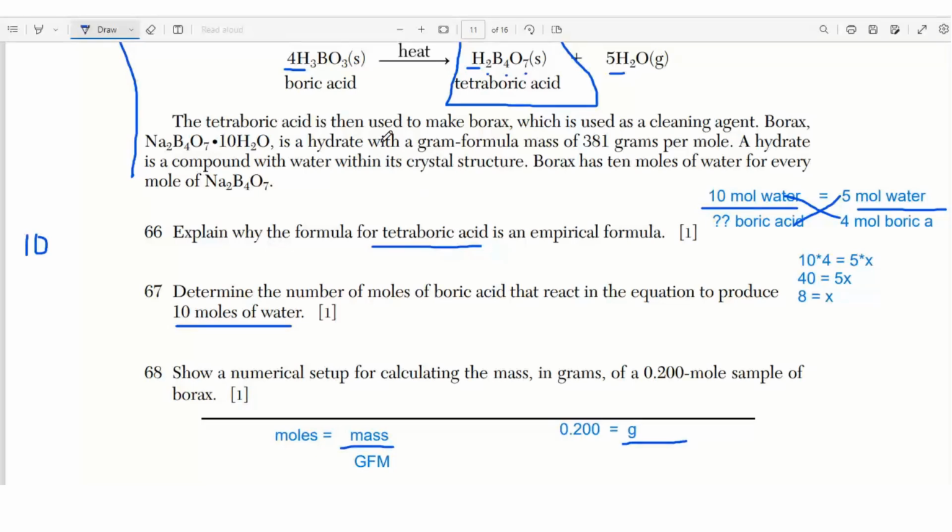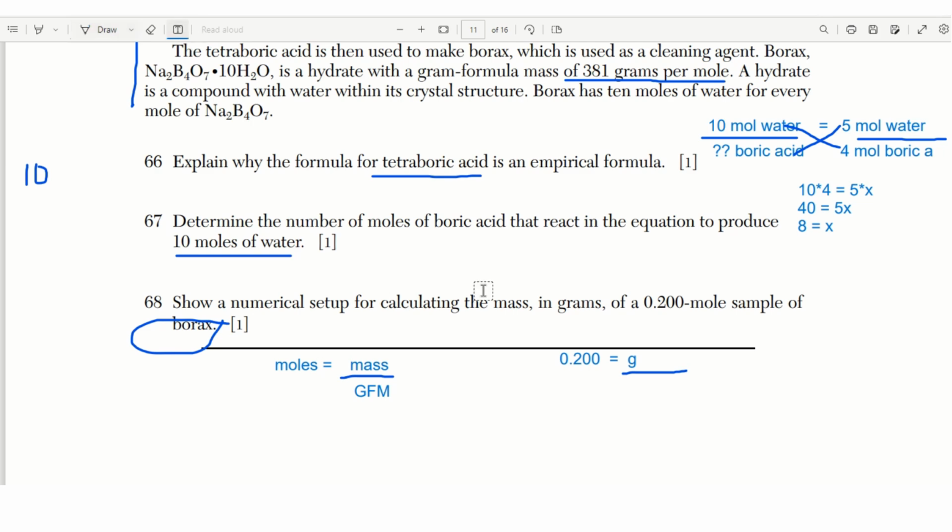Well, let's see. If I go up here, do I have to calculate it? Okay, so it's borax. Oh, look at this. Beautiful. The gram formula mass. Oh, I love it. I don't even have to calculate it. Over 381. And hold up. It says, show a numerical setup. So this is the answer. I'm done. I do not have to solve for anything. I don't even have to put units.